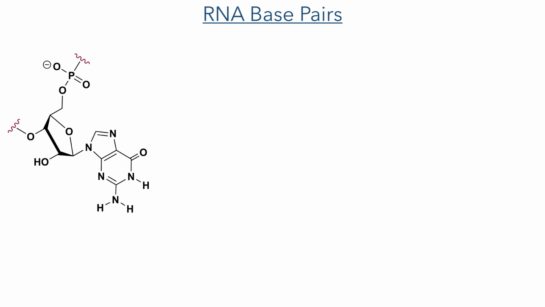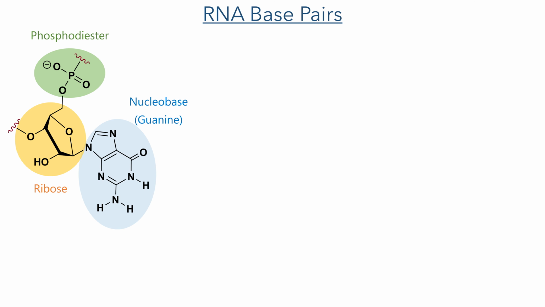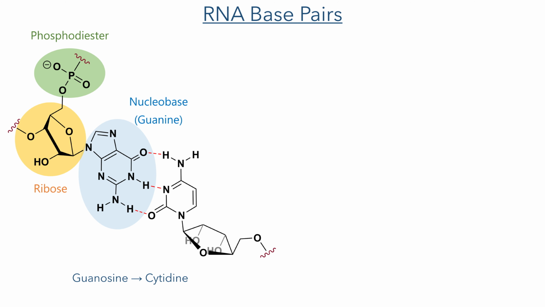We can see why this pairing occurs by looking at the chemical structure of the nucleoside. A nucleoside consists of a phosphate group forming part of the backbone in the form of a phosphodiester group. This is attached to a sugar, which in RNA is ribose, and this is bonded to a nucleobase, which in this example is guanine. When forming a base pair, the guanosine nucleotide will pair up with cytidine, which is a nucleoside which has a cytosine nucleobase.